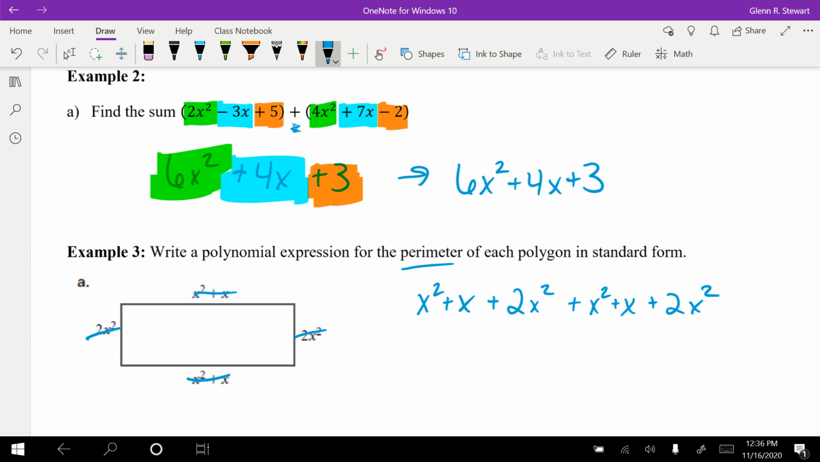Then I want to look and see everything that has an x squared to it. These regular x squareds have an imaginary 1 in front. So I really have 1 plus 2, which is 3, plus 1, which is 4, plus 2, which is 6. So I have 6x squared. And then I have the other 2 x's. So that'll give me plus 2x, because those also have an imaginary 1 in front of them.